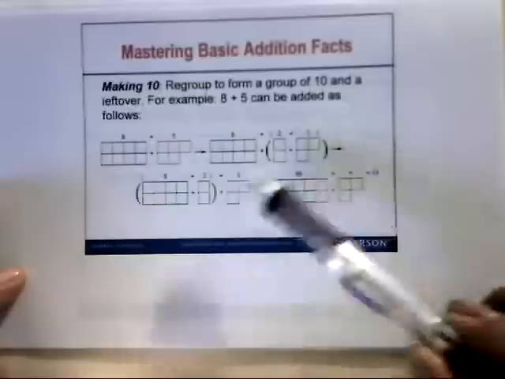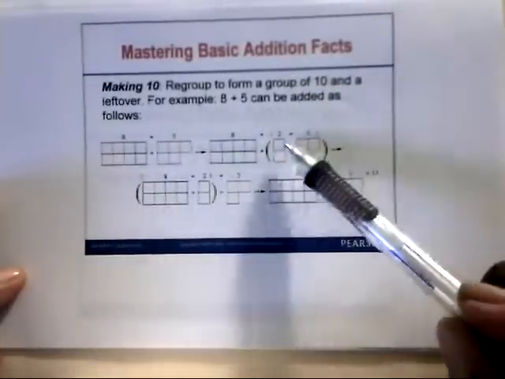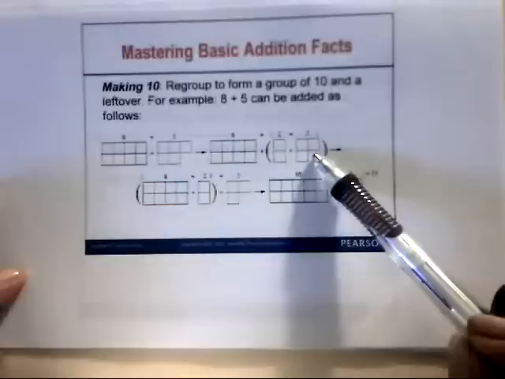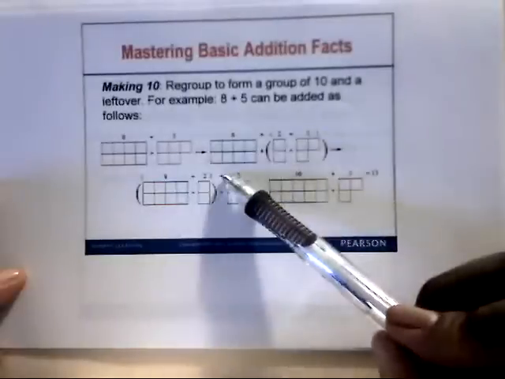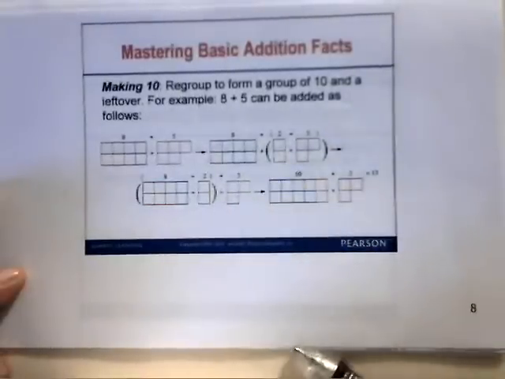Okay, now this illustration shows you 8 plus 5 in boxes here, and then they broke that up to 2 plus 3. Group that 2 with the 8 because that gives me 10, and then they got 3 left over, which will be 13.